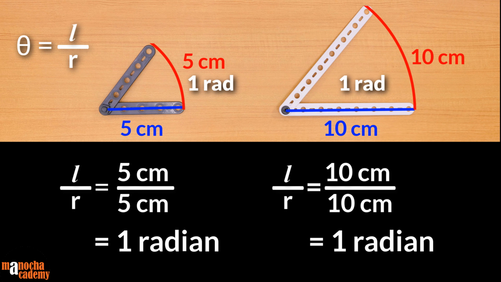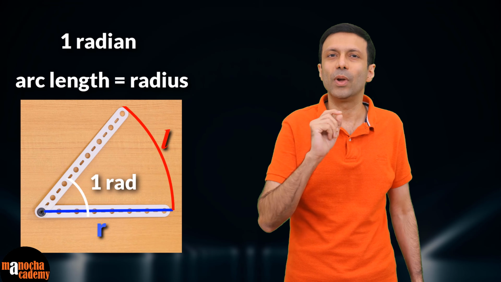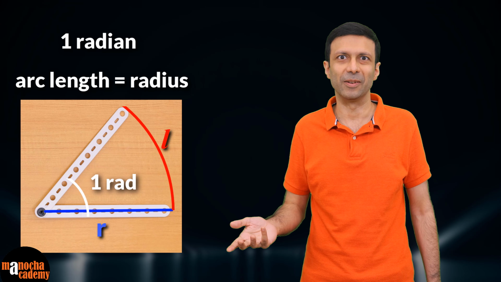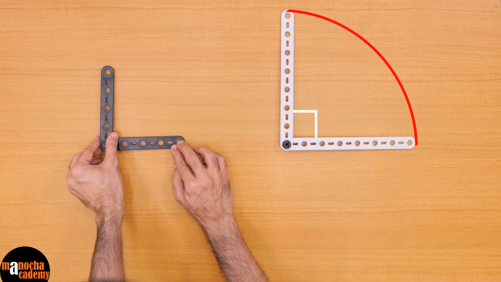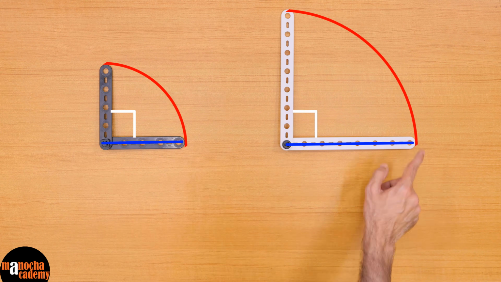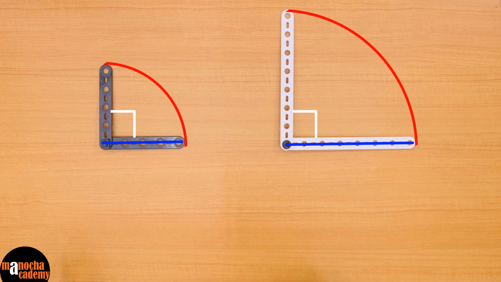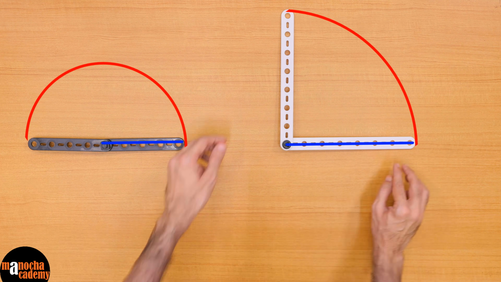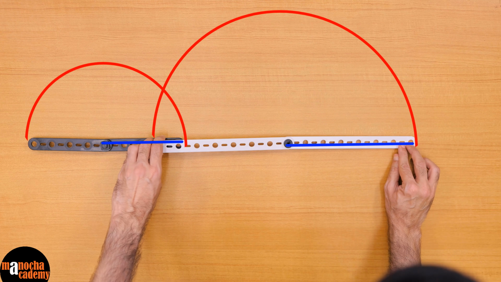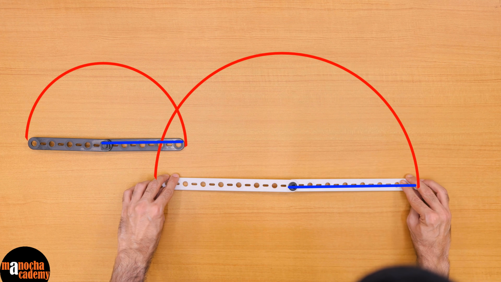So both are the same here since we have taken identical angles. So the arc length by radius ratio will be the same in this case. So remember, an angle of 1 radian is formed when the arc length is equal to the radius of the circle. So similarly, when we make a 90-degree angle for both of these, once again the arc length by radius ratio will turn out to be same because both the angles are same. And if you increase the angle to 180 degrees and form this semicircle arc, once again the L by R ratio for the black angle and the white angle is going to be the same.